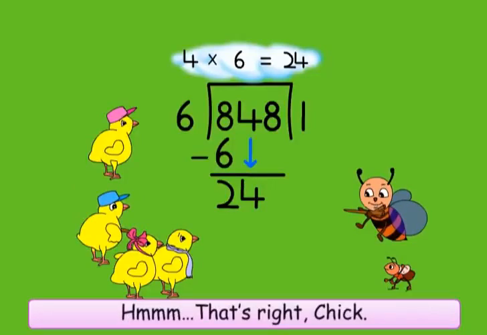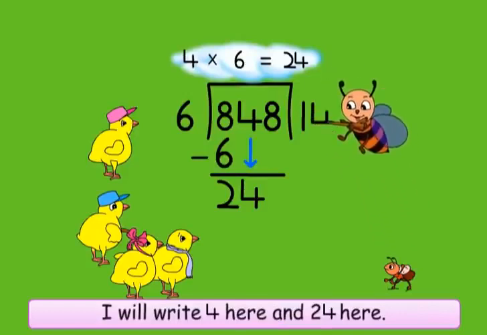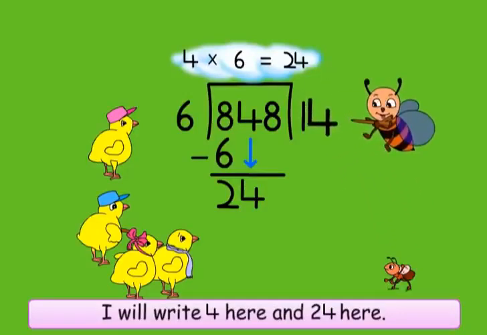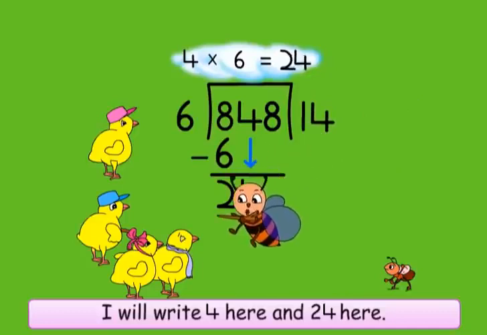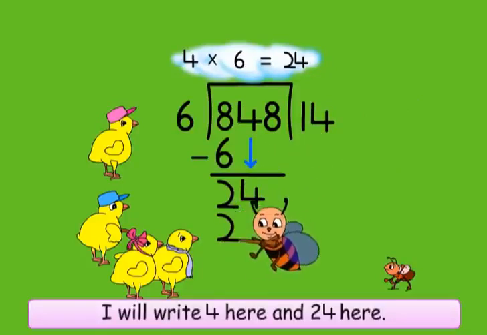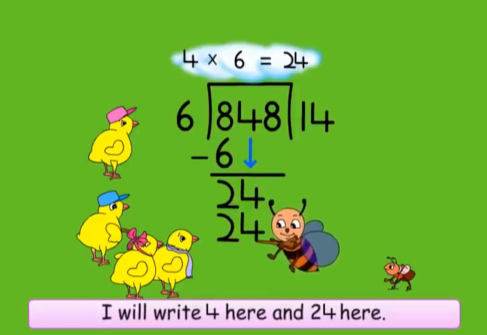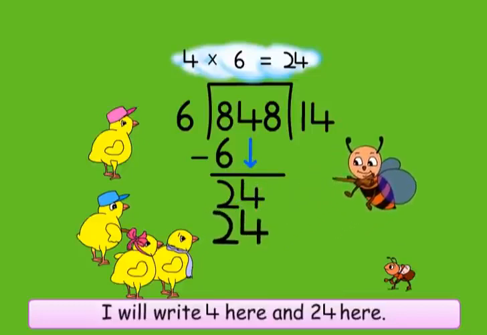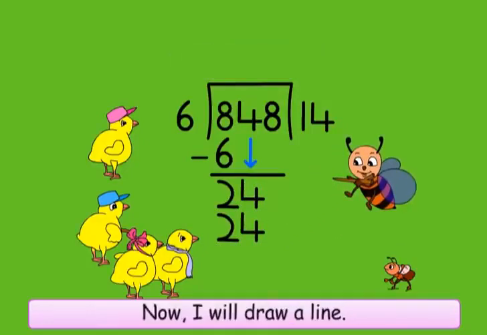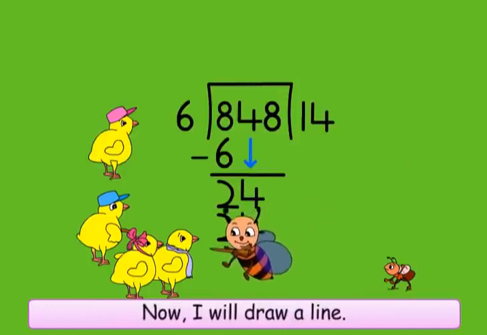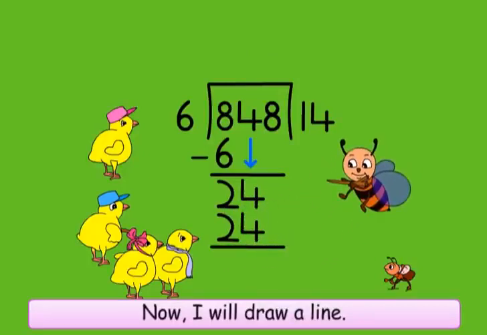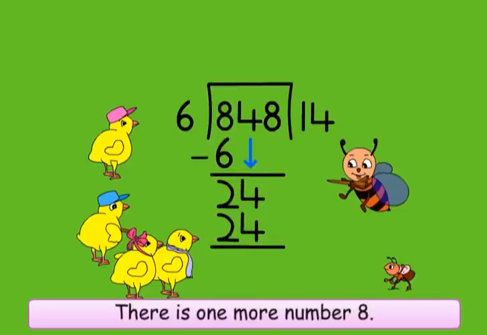That's right, Chick. I will write 4 here and 24 here. Now I will draw a line. Oh, there's one more number 8. What do we do now?